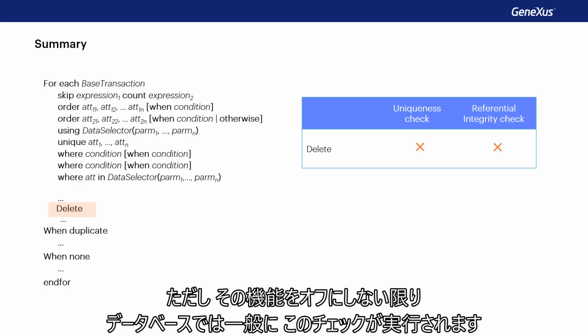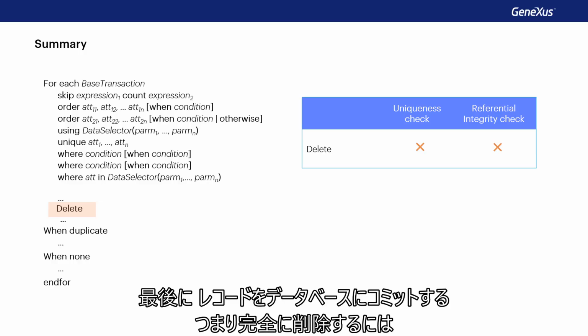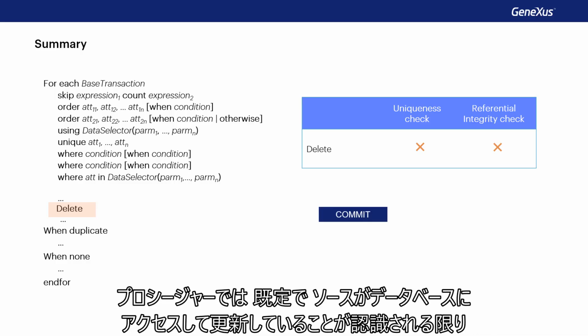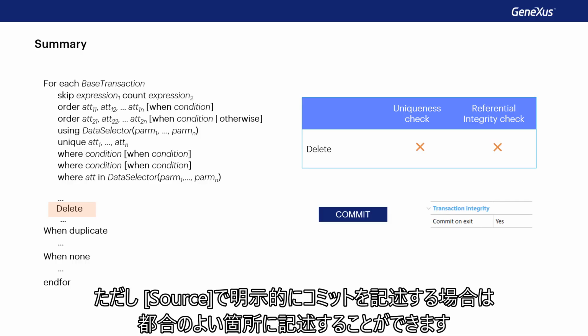However, databases in general do make it, unless we turn off that feature. Therefore, if we don't turn it off and integrity fails, they will throw an exception. Finally, for the record to be committed in the database, in other words, permanently deleted, we must make sure that the commit command is executed. In a procedure, by default, an implicit commit is placed at the end, as long as it's understood that the source is accessing the database somewhere to update it. But we can explicitly write commits in the source where it's convenient for us.